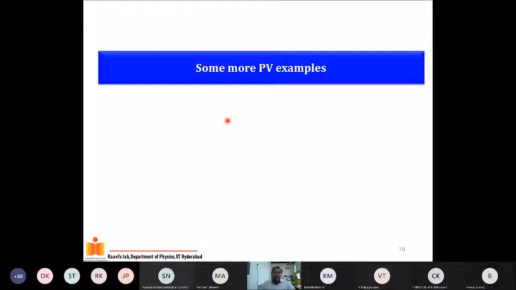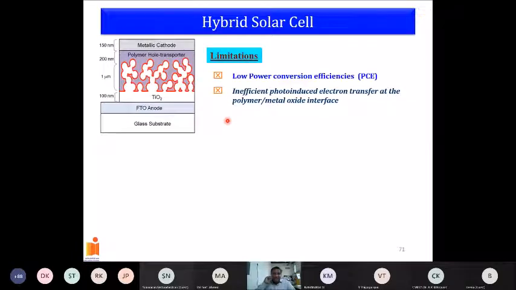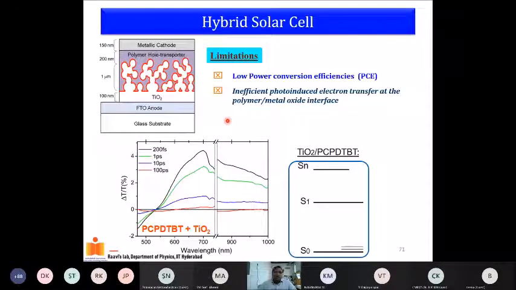Let us get to the PV examples. Okay, the first experiment I want to show you is why this polymer on titanium never worked. Yesterday I touched upon this material and said that it didn't work. You could not get more than 2% efficiency. Why? Because of this. It was found that there was low power conversion efficiency, inefficient photoinduced absorption at the polymer metal oxide interface. So you take a system which is polymer with titanium and do the pump probe.